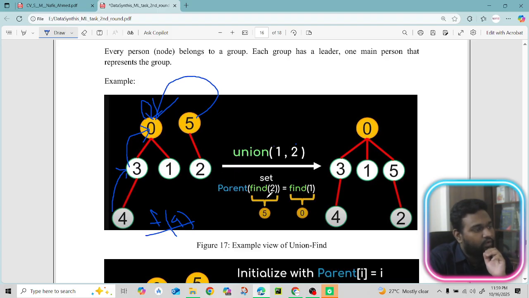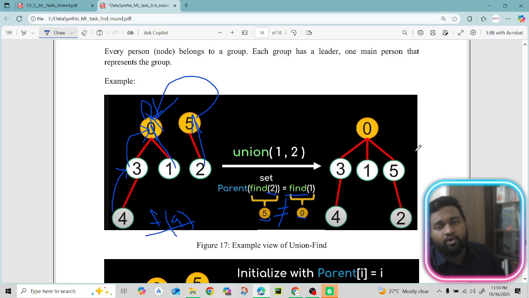So find 2 will give me the value of 5, because the representative of 2 is actually 5, and the representative of 1 is actually 0. So 5 is not equal to 0. That means they are totally different trees, so I can merge them, or union them. After unioning, I'm going to get this.